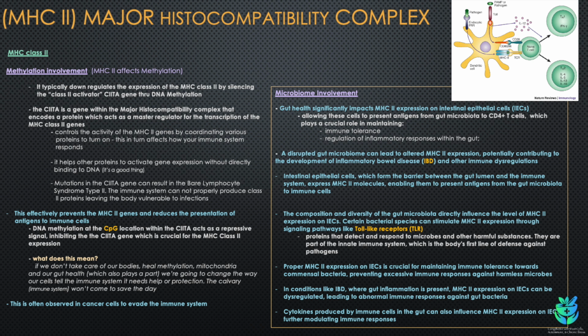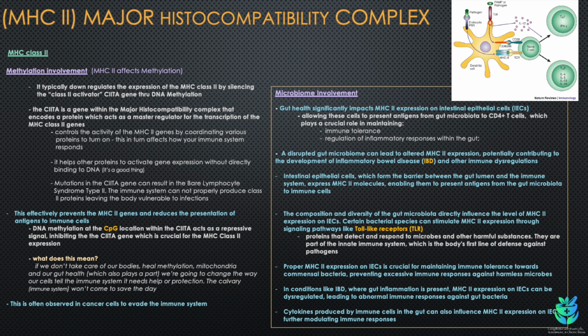Mutations in the CIITA gene can result in bare lymphocyte syndrome type 2. The immune system cannot properly produce a class of proteins, leaving the body vulnerable to infections. Now, please don't get this confused with Guillain-Barré syndrome, because that's a rare neurological disorder where the body's immune system attacks its own nervous system. And this attack can damage the myelin sheath protecting and around the nerves, leading to muscle weakness, tingling, and sometimes paralysis. And Guillain-Barré syndrome is an autoimmune condition. But everything is connected, so this would lead to that worsening indirectly.